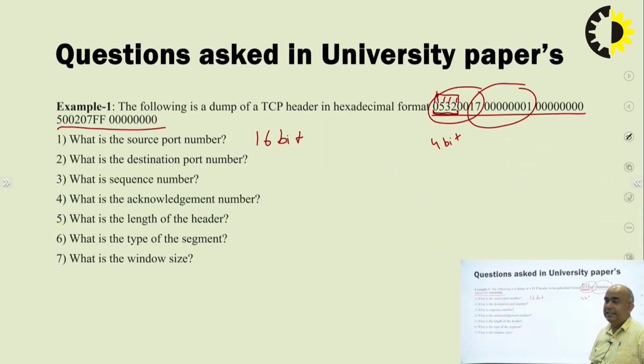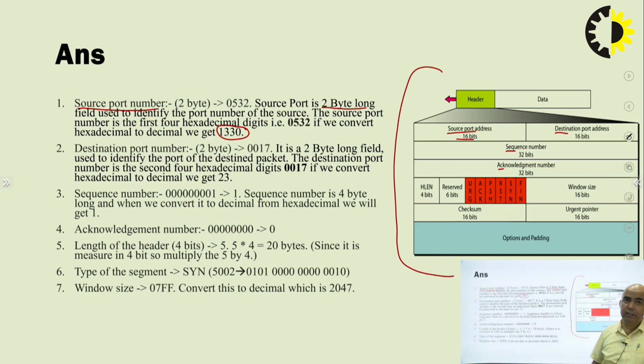Now again, the destination port number is 16 bits, and we need the next 16 bits. So the next 16 bits are 0017, and it is 2 bytes long. In 1 byte we have 8 bits. So it is a 2-byte field, which is used to identify the port of the destination packet. And the destination port number is the second 4 hexadecimal digits, that is 0017.